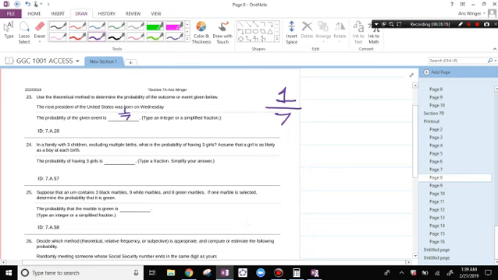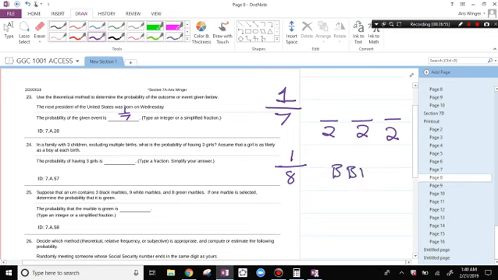In a family with 3 children, excluding multiple births, what is the probability of having 3 girls? Assume that a girl is as likely as a boy at each birth. You can do this in a couple of ways. There's only one way to get 3 girls. Now we need to figure out how many ways you can have 3 children. Well, again, that's 1, 2, 3. You have 2 choices, boy or girl. 2 choices, boy or girl. 2 choices, boy or girl. And again, with these 3 numbers, you multiply. It's 2 times 2 times 2. That's 8. Or again, you can write out the possibilities.